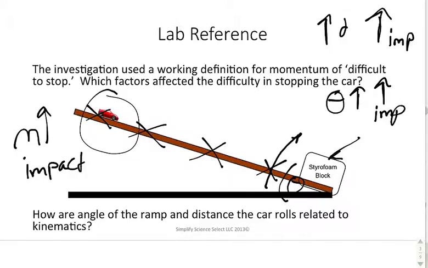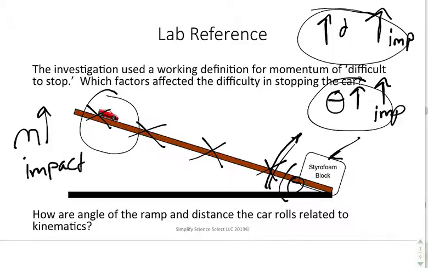Now, how are angle and distance related to the speed of a car using kinematics? Well, we've talked about this before with several labs that we've done. As you increase this angle, what you're really doing is increasing the acceleration of the car. And as you increase the distance that it rolls along the track, that's the distance that it's accelerating. If you combine that with the fact that you have an initial velocity of 0 to begin with, you've increased the acceleration and you've increased the displacement, or distance.